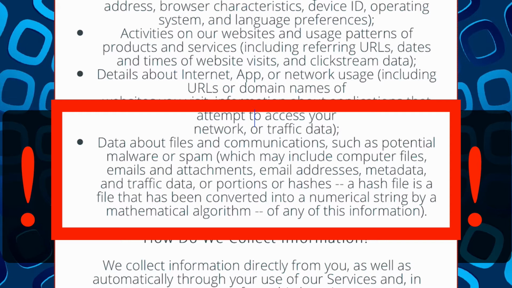Data about files and communications, such as potential malware or spam, which may include computer files, emails and attachments, email addresses, metadata, traffic data, or portions or hashes. A hash file is a file that's been converted to a numeric or string value by a mathematical algorithm of any of this information.